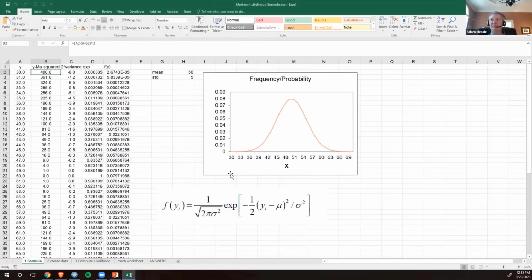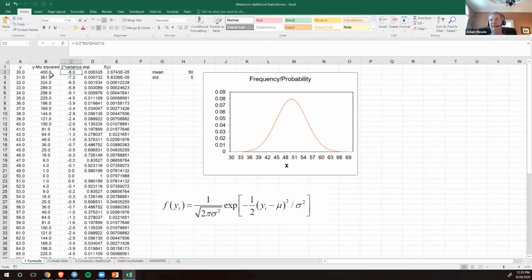I started from the inside out. So this is the y minus mu. First thing I needed to do was give it mu and sigma. So mu is the mean I want this thing to have. And I made a mean of 50 and standard deviation of 5, okay? So this is just 30 minus the 50, which is this y minus mu, squared. That's all you see here in this column, right?